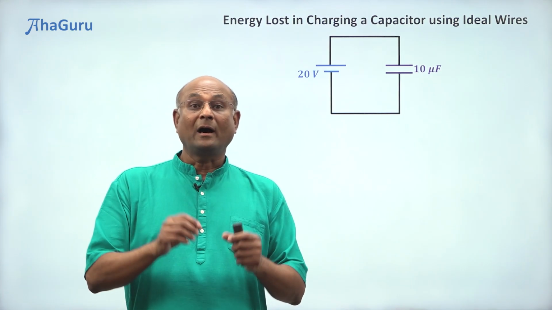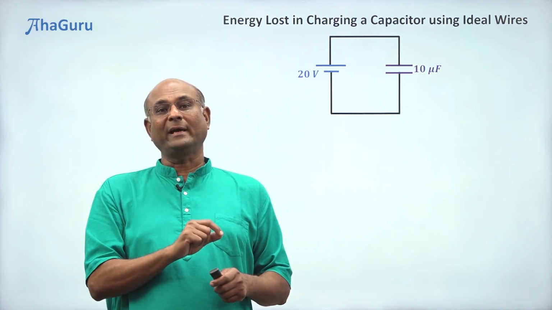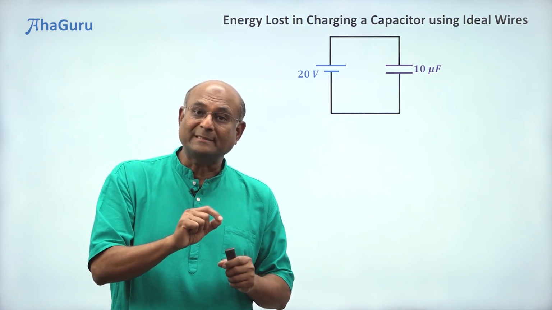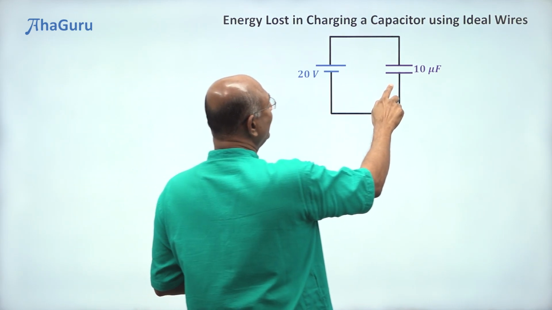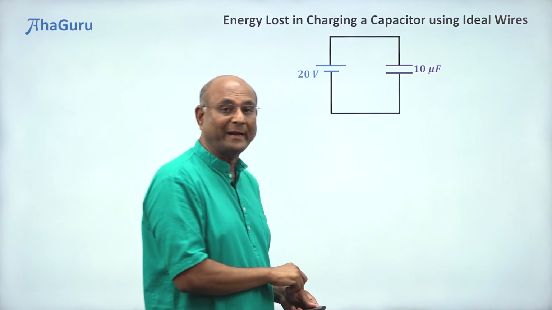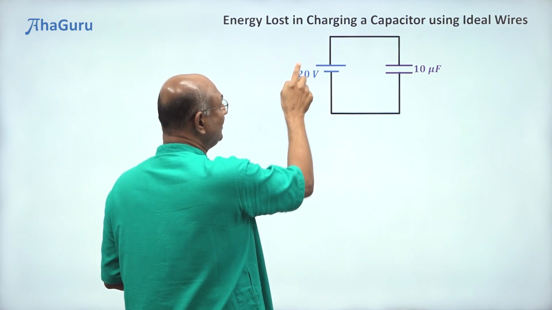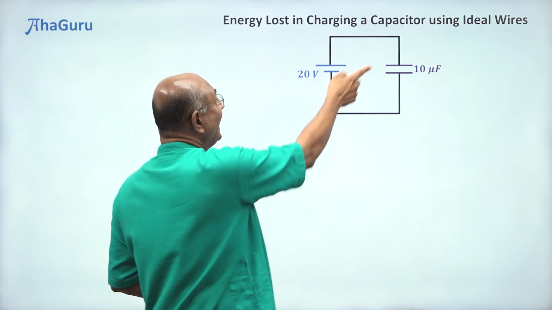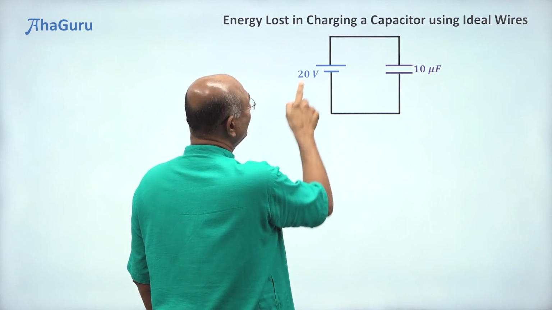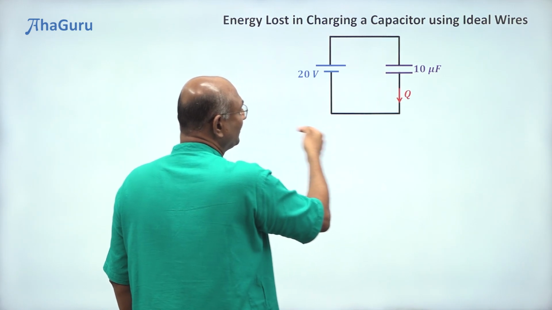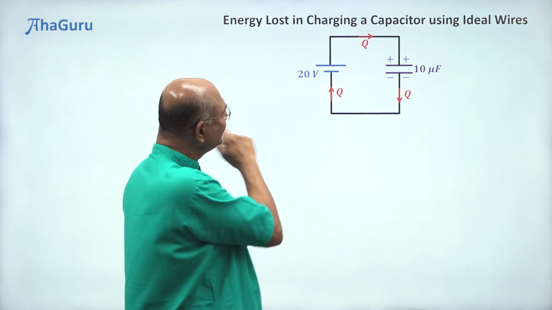To understand how heat dissipation happens, even when you are using ideal wires to charge a capacitor, let us look at this example. I have this 10 microfarad capacitor, which is initially uncharged. I'm connecting it to this 20 volt battery using ideal wires. The moment I connect, this battery will take charge Q from the bottom plate and put it on the top plate. How much is this Q?